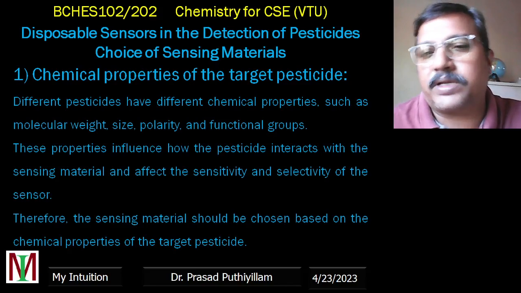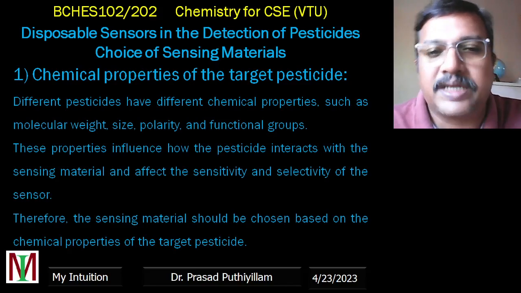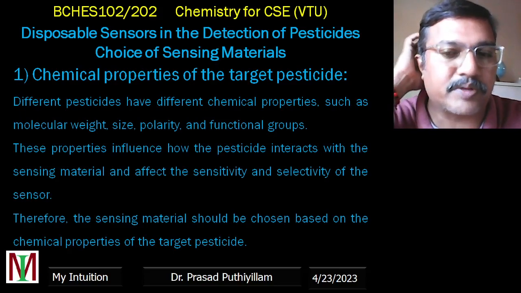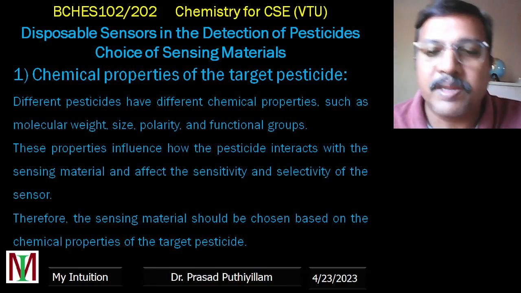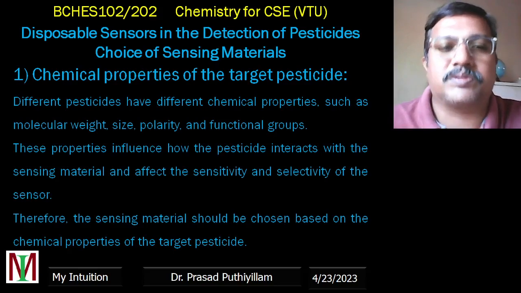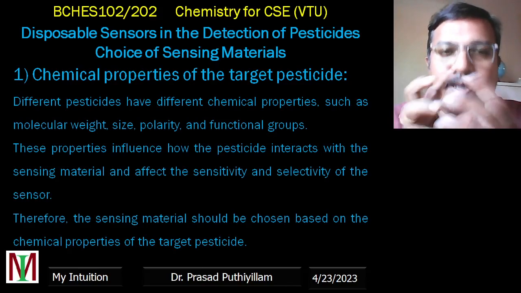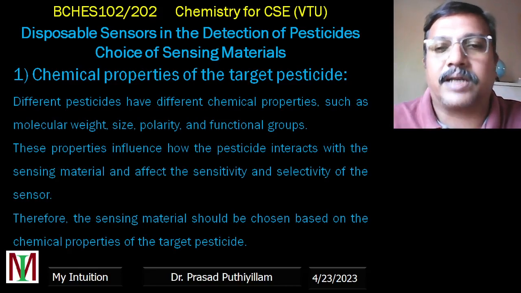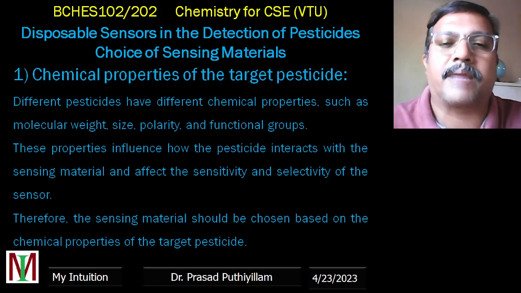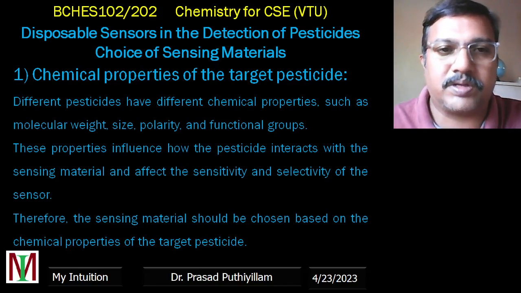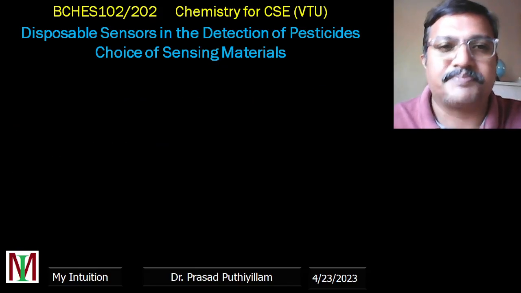That means based on the target pesticide, it will have a different size, a different molecular weight, or a different polarity, the charge separation in the molecule, or the functional group present in it. Based on that, we have to choose the material which will sense or react with it. When they react or combine, then only the possible chemical changes like a redox reaction or changes in color or any other things will happen. Therefore, chemical properties are very important as one of the choices of sensing material.